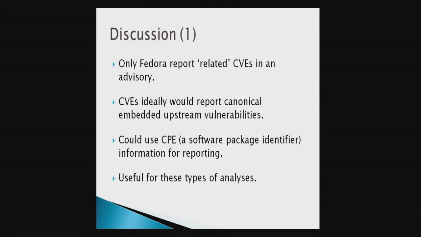Ideally, I would like to see CVEs have a canonical version. If there's an embedded library that is vulnerable, the CVE information should report a canonical version of that library. I think that would be useful. Possibly we could use a CPE identifier, which is a way of canonically labeling software. It would be useful in reports, and for these types of analysis.